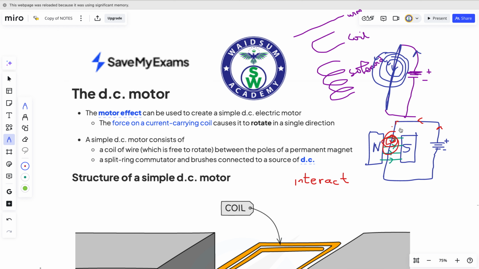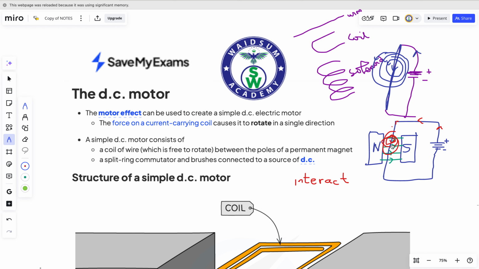Now, these two magnetic fields will interact, and when they interact, they will create a force. The direction of the force depends on Fleming's left-hand rule. I'm going to show Fleming's left-hand rule later, when we go to the electric motor structure itself.